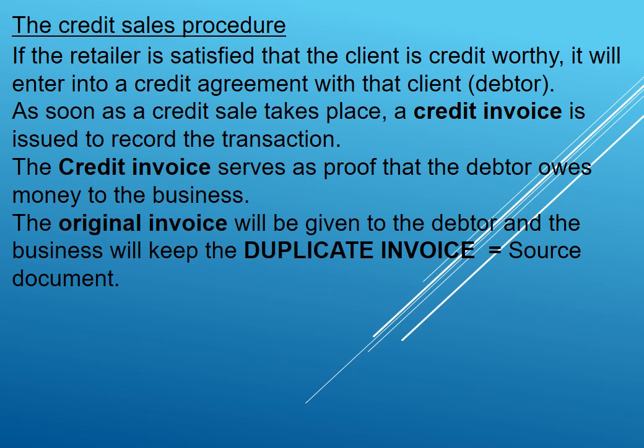Now, remember when we worked in grade 8 and grade 9 with receipts, we always said that the original receipt would go to the client and the business will always keep the duplicate one. The same thing happens here. We will give to the client the original credit invoice and the business will keep the duplicate invoice. So that will be our source documents that we're going to use to record the transactions in the books of the business.